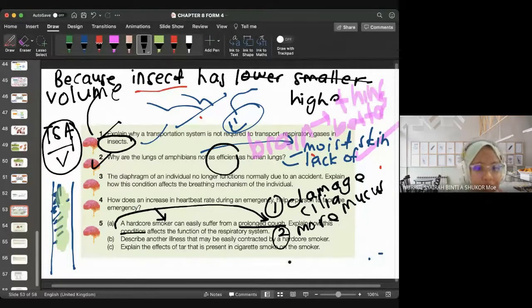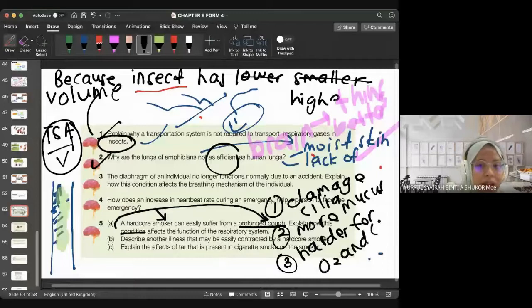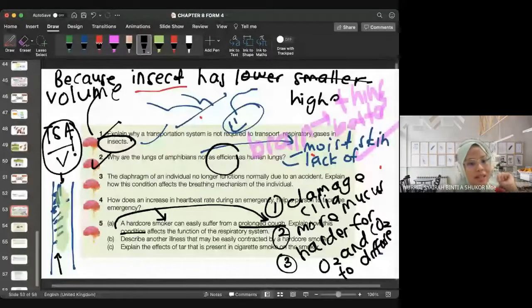Markah ketiga, harder for oxygen and carbon dioxide to diffuse into the lung, alright, ataupun to diffuse out from the lung. Sebab sekarang ni susahlah dia nak lalu. Itu adalah satu, macam mana dia affect respiratory system. Yang kedua, kan, kalau ini soalan 6 markah, okay, you dah dapat 3 markah daripada sini. Yang kedua, you cerita pasal smoker. Alright?